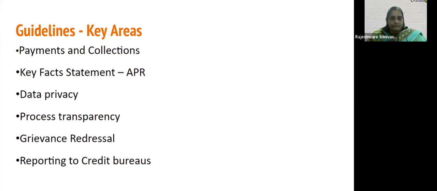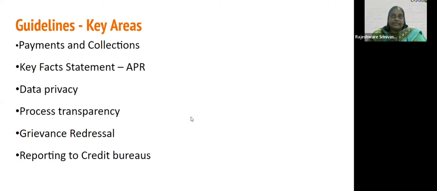Then comes data privacy: what data can be stored, what cannot be stored, what needs to be disclosed, and when permissions need to be taken. In terms of process transparency, what are all the bodies involved in the lending cycle, who is the provider of the app, who is going to be the recovery agent, and what are the roles of various people at what period of time. All this input also has to be shared with the customer and updated on the website from time to time. This will also be discussed in further slides.